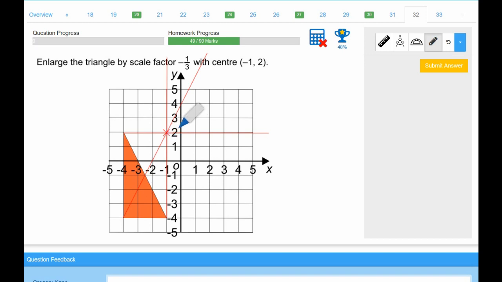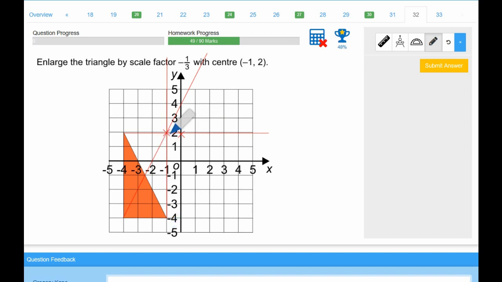So negative tells me it's going to be the other side. It's going to be over this side rather than being over this side of where we start off with. So it's negative a third. So if I go to the left here, 1, 2, 3, that's 3 to the left. My answer will be to the right. The enlargement will be to the right, but it'll be 1 to the right, because a third of 3 is going to be 1. So there's my triangle there.